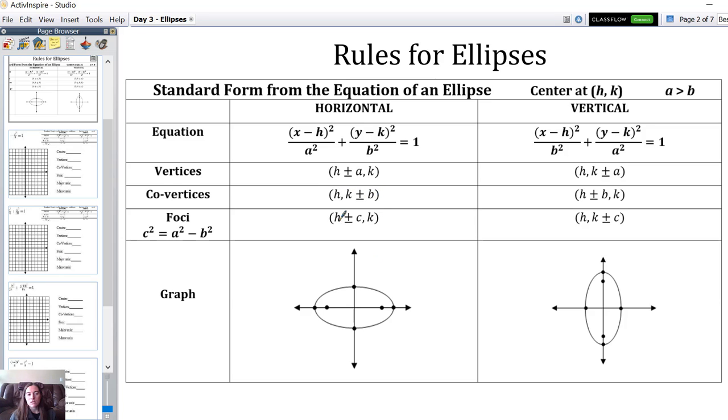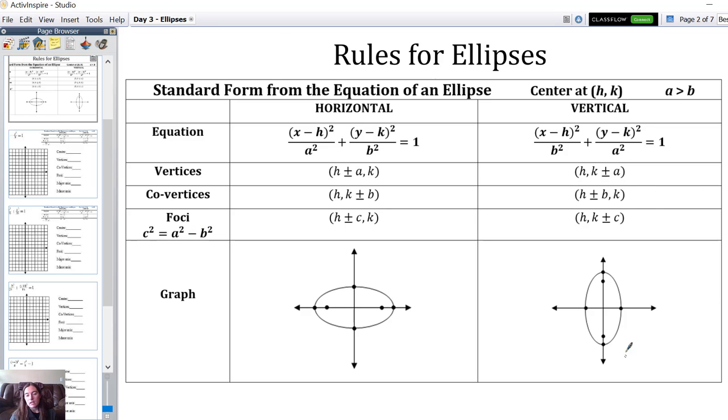And then we have these things called foci. The singular version is focus. The foci are these 2 points right here, and those are at (h plus c, k) and (h minus c, k), where we find c using the equation c squared equals a squared minus b squared. This is not the Pythagorean theorem. We're not adding, we are subtracting.